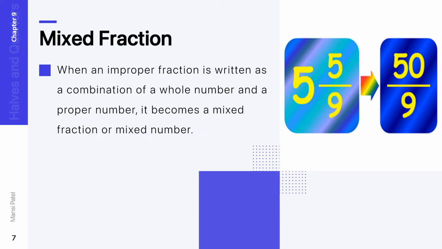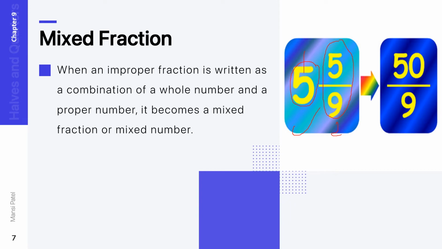See here, what is the whole number? This is the example of a mixed fraction. Now here this 5 is known as the whole number. So this is the first part of the mixed fraction. Now the second part, that is 5 upon 9. So this 5 upon 9 is the second part of this mixed fraction. If any fraction is a combination of a whole number and a proper fraction, then it is known as a mixed fraction.